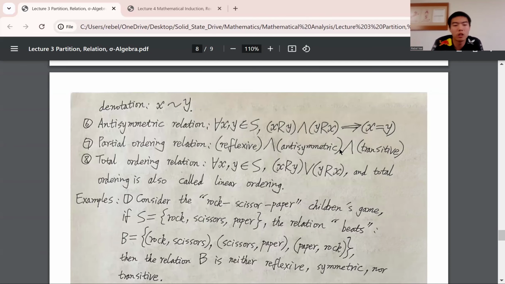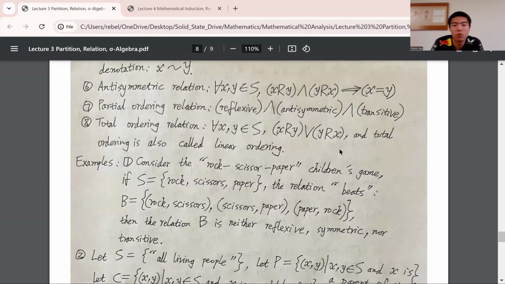Okay, and let's see the last two, partial ordering and total ordering. From my view, there are two very good examples: partial ordering is like smaller or equal to, and total ordering is just smaller. I will show you why that makes sense.